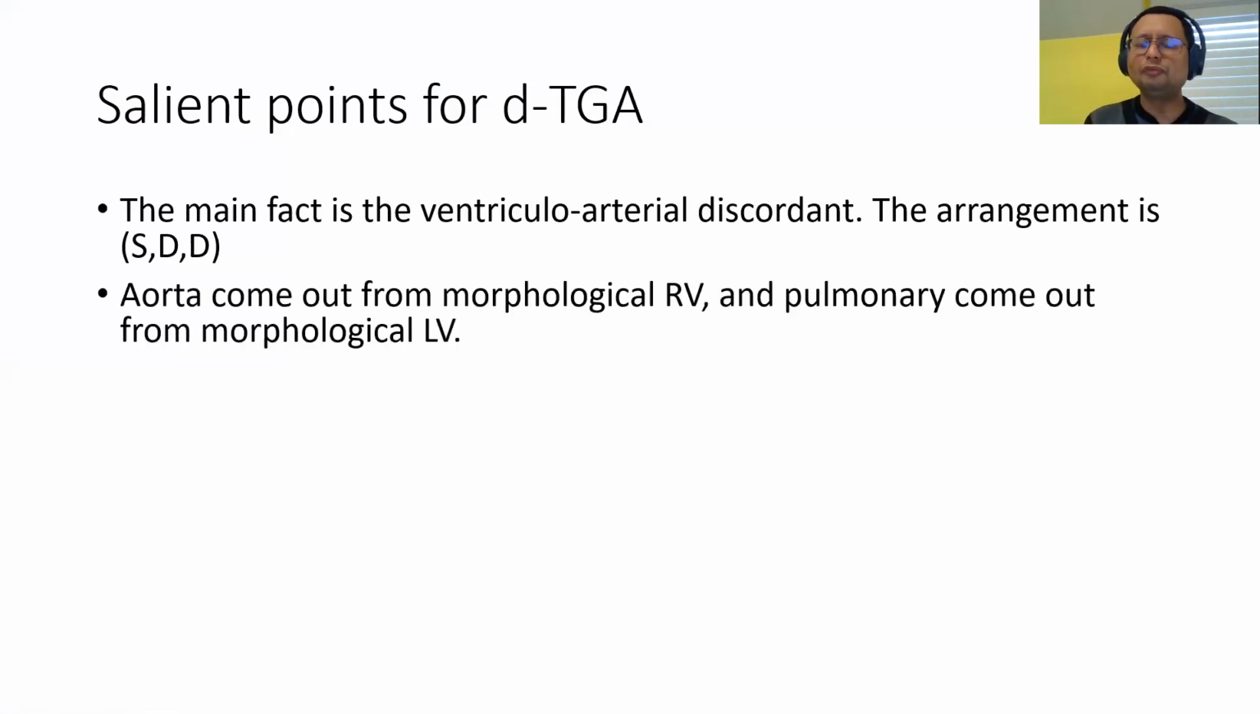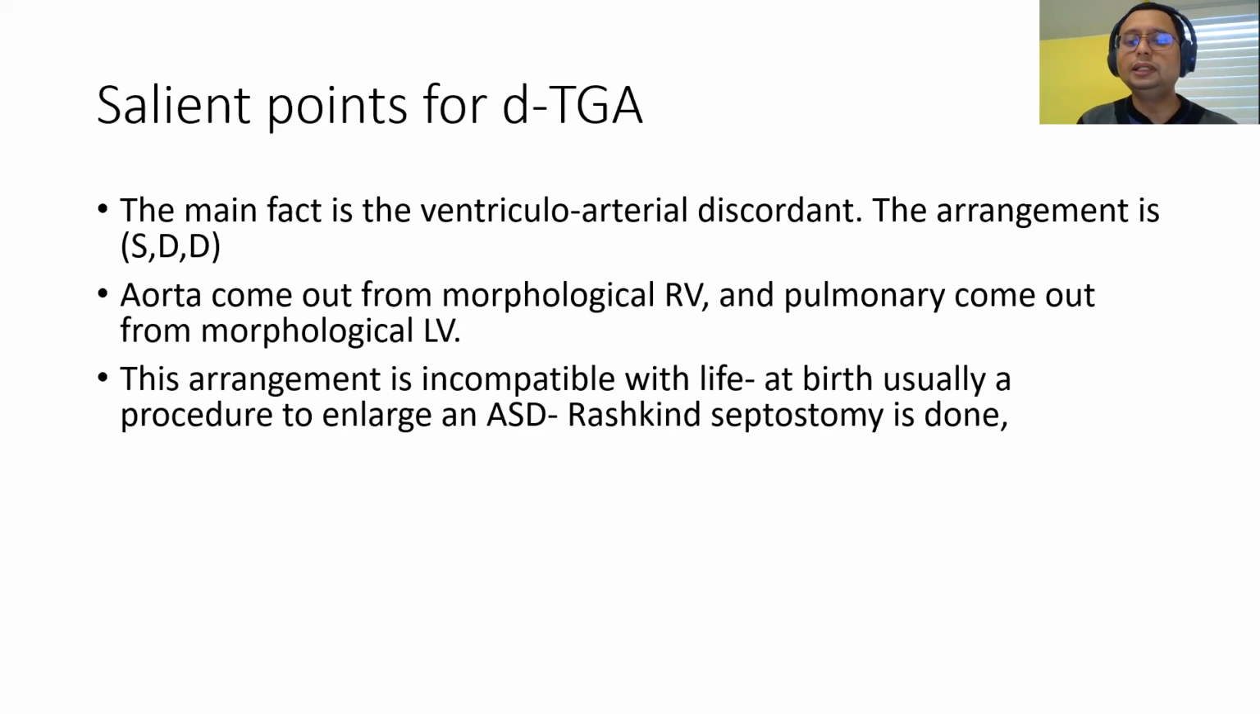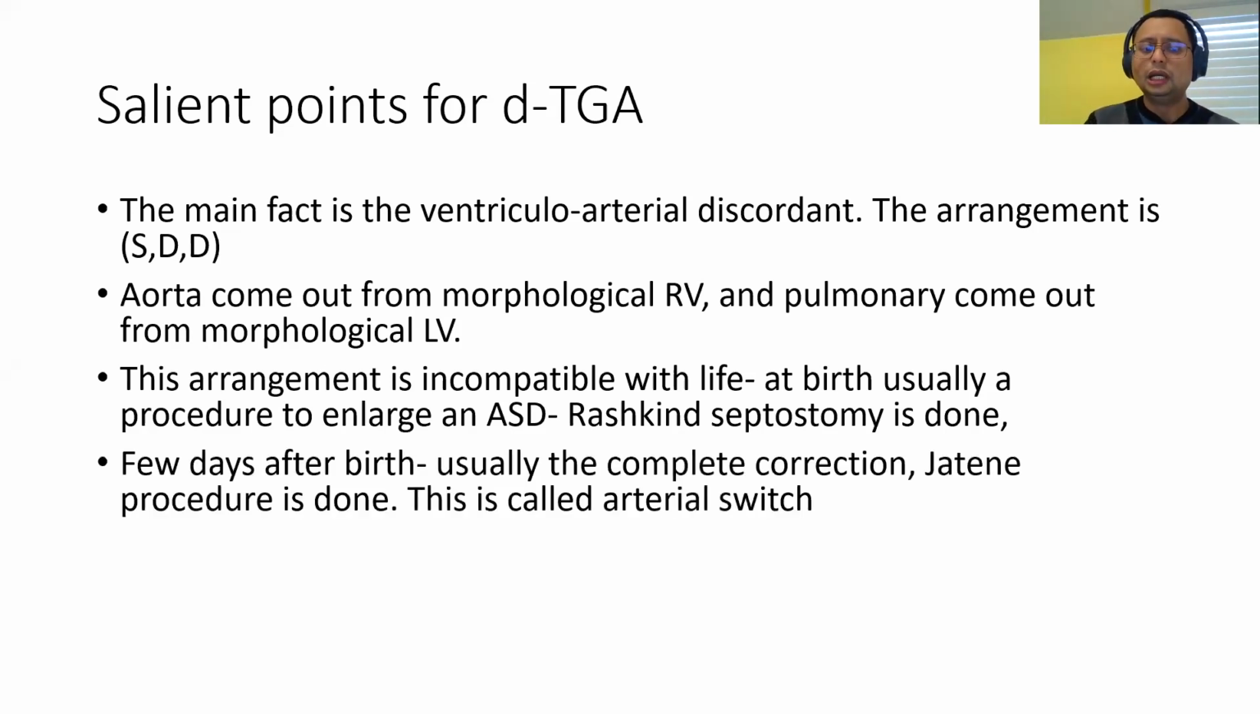The aorta comes out from the morphologic right ventricle and pulmonary comes out from the morphologic left ventricle. This arrangement is incompatible with life. Okay, at birth, usually you enlarge an ASD to make the blood mix. You do Rashkind septostomy. Now, a few days after birth, usually we do the complete correction. The name of the complete correction is the Jatene procedure. What do we do? We change the place of the pulmonary artery and the aorta, and we cut at the sinotubular junction.